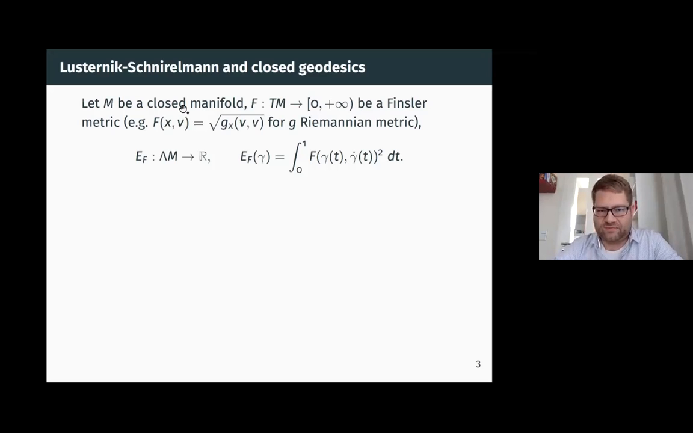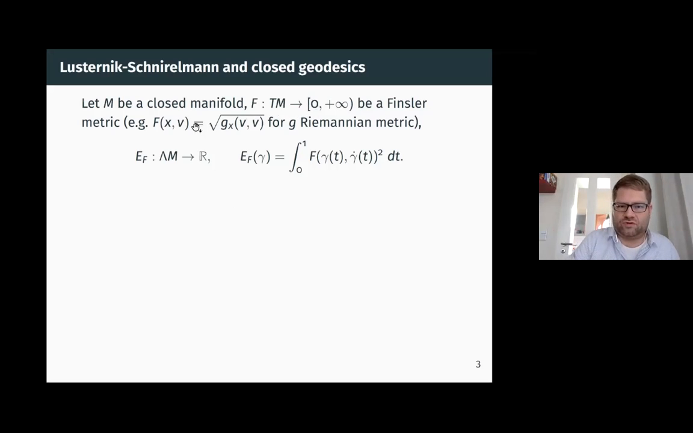So we have a closed manifold and we have a Finsler metric on the manifold. The Finsler metric is a continuous function on the tangent space, which has no negative values, which is something like a fiber-wise norm. So it behaves very roughly like a norm on each tangent space.